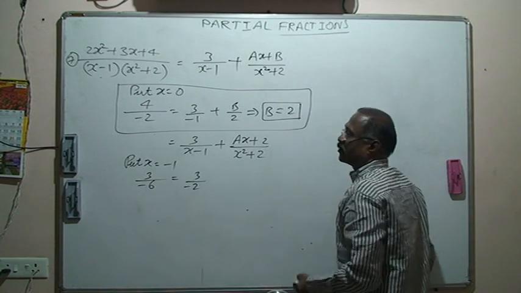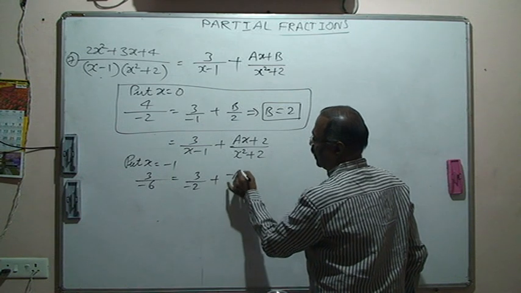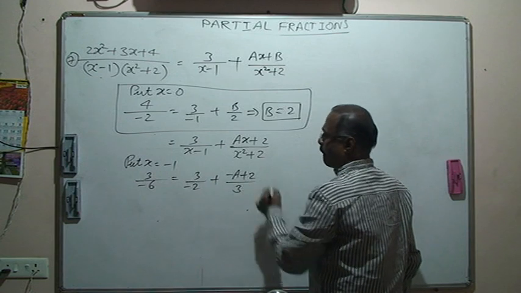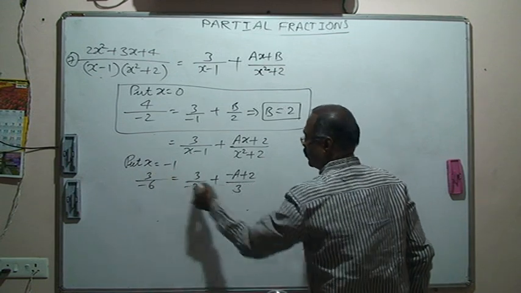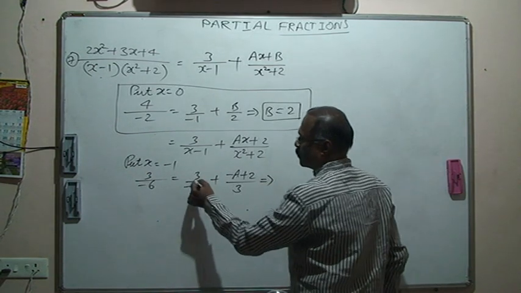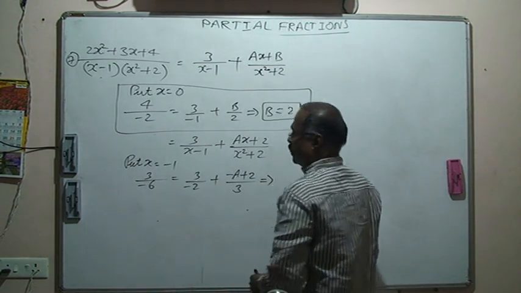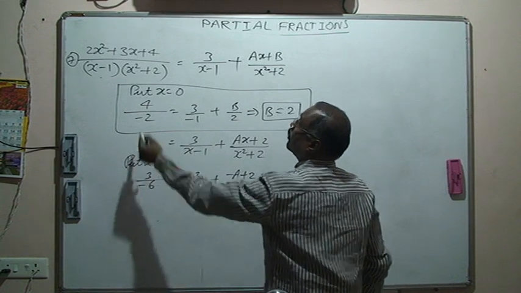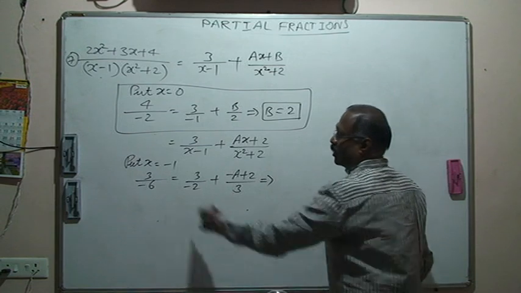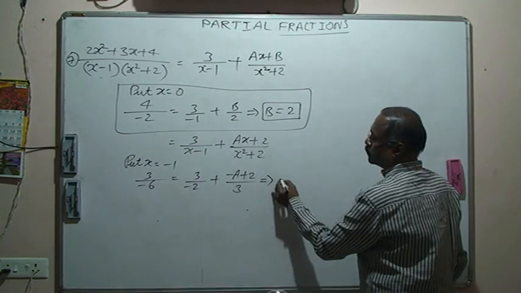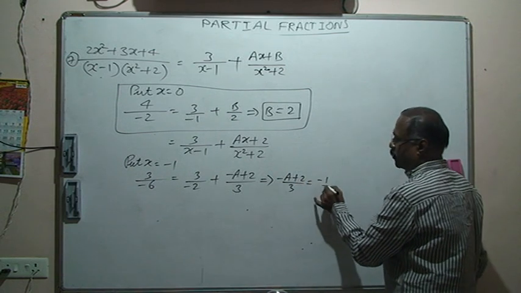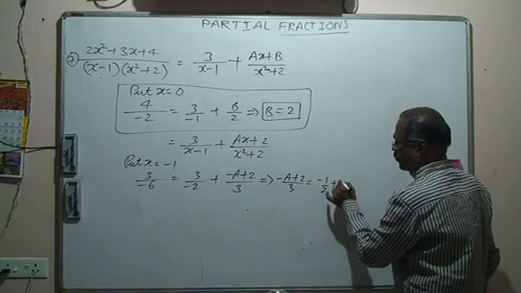substitute here, 3 by minus 2 plus minus a plus 2 by 1 plus 2, 3. Now this is minus 1 by 2. This is 3 by minus 2. And this one is, we put minus 1 there, 2 plus 4, 6 minus 3, 3, correct. So, it is minus 1 by 2, minus a plus 2 by 3 is equal to minus 1 by 2 plus 3 by 2.